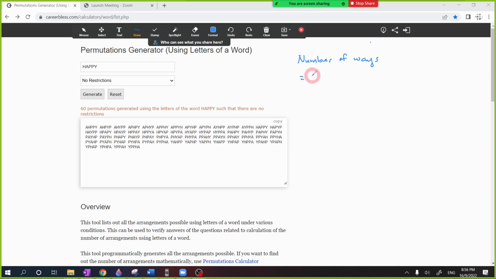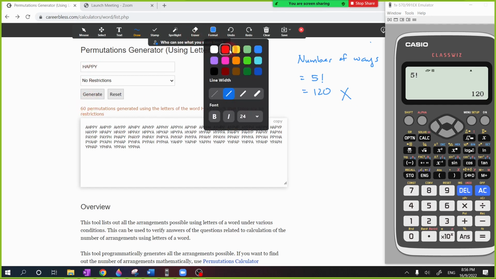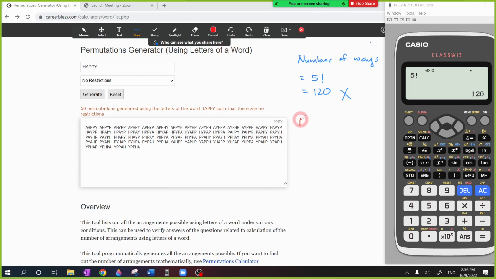If you calculate this way, 5 factorial, you will get the wrong answer. Now let's check. Take out your calculator. Press 5 factorial, which is 120. This is not a correct answer. The correct answer should be 60. We only have 60 ways to arrange all these letters. So how do we get 60? For this type of question, we need to calculate this way.